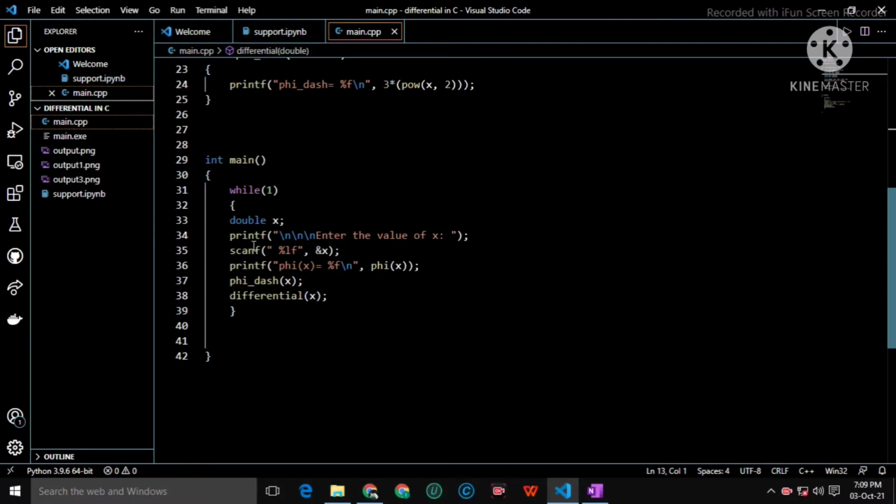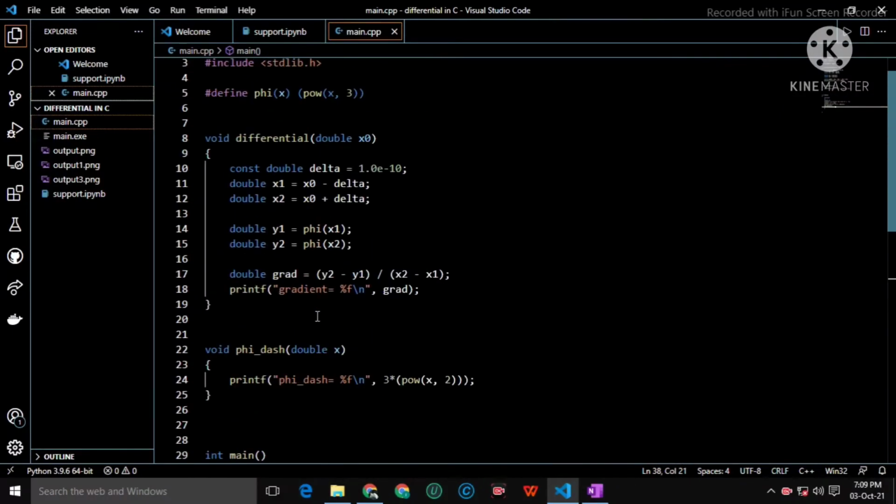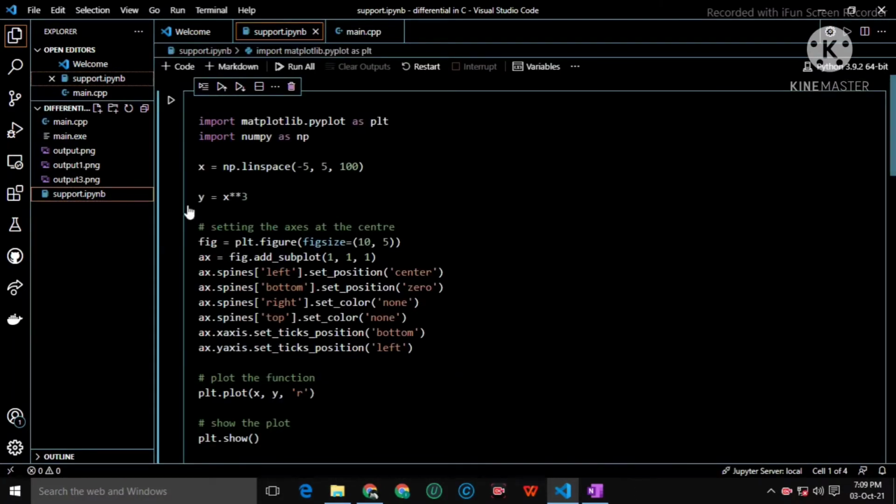If you're understanding this, then you can go right away. Otherwise, this is the main function, and we have an infinite while loop, and a double x value which we take from the user, and then we simply print phi x, then phi dash x, and differential x. The purpose of this program is that differential x and phi dash x should return the same value. So we explicitly define a function phi dash x which returns the same value as the gradient function we are defining, differential x. I'm going to show you all these functions in real.